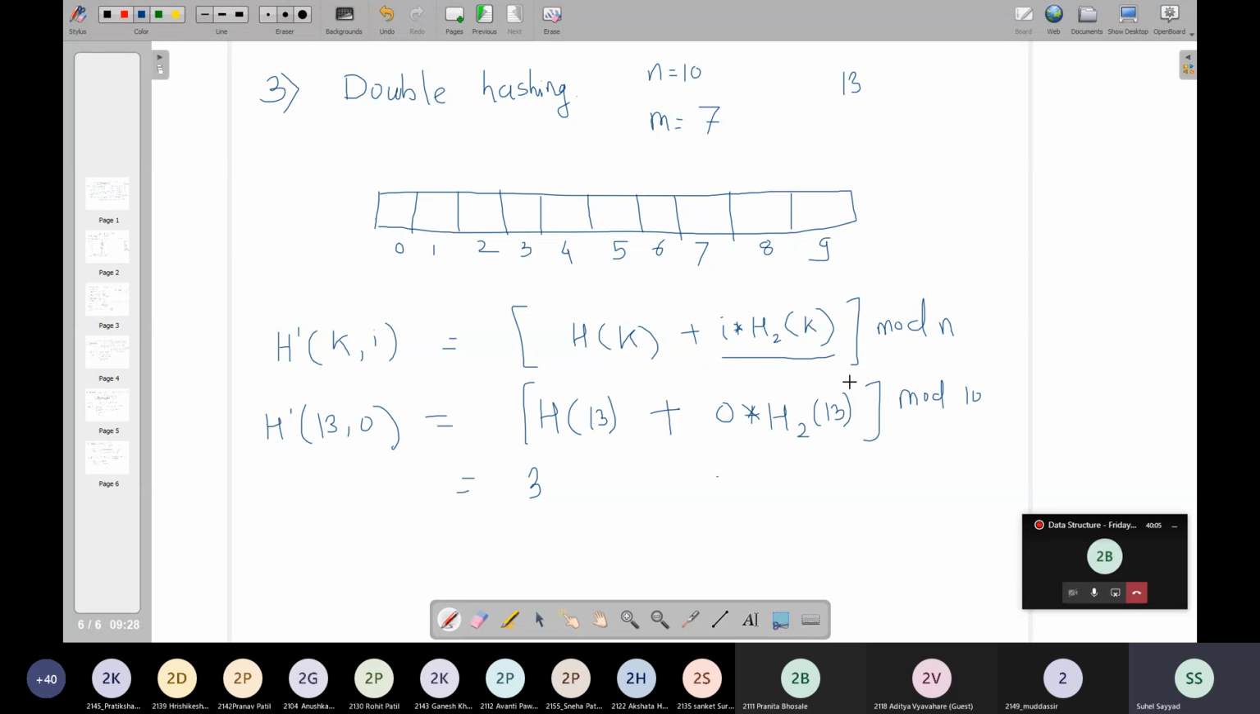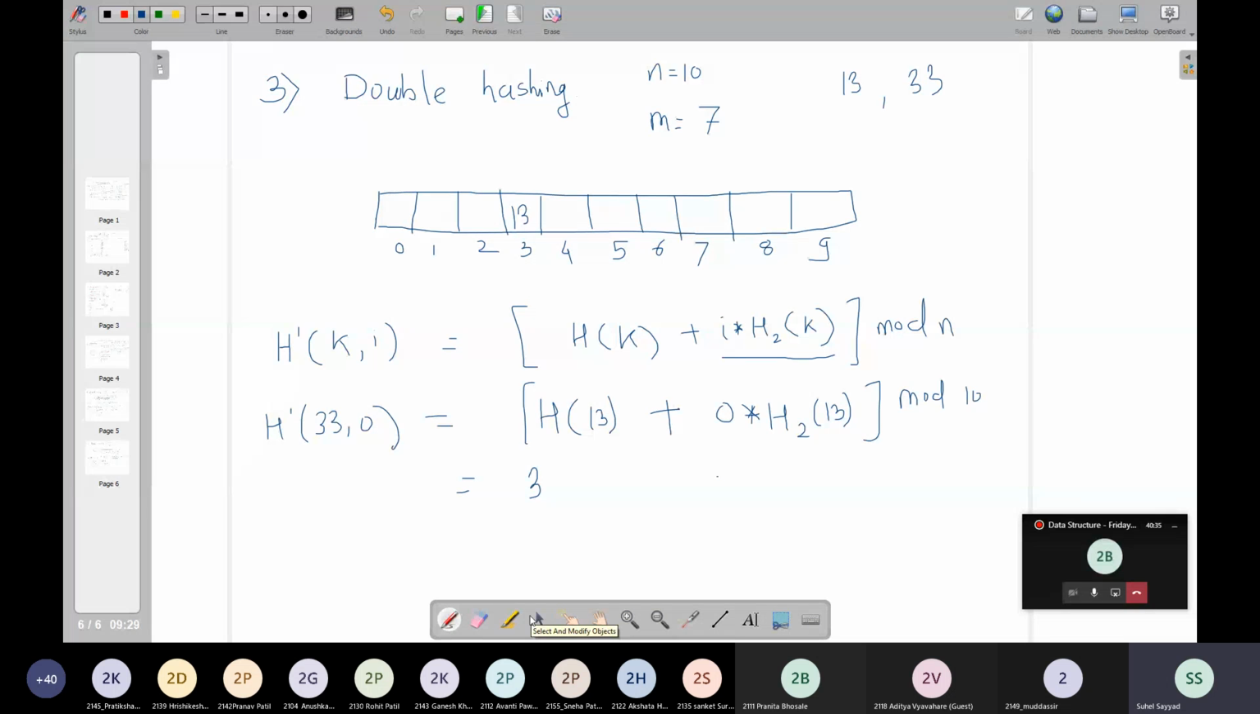Any doubts? Yes, sir. Anyone is having any doubt? Okay, so the hash address is coming out to be 3. So 13 gets stored at 3. Now, suppose I give you the next key value as 33. So what first thing we will solve? 33 comma 0.